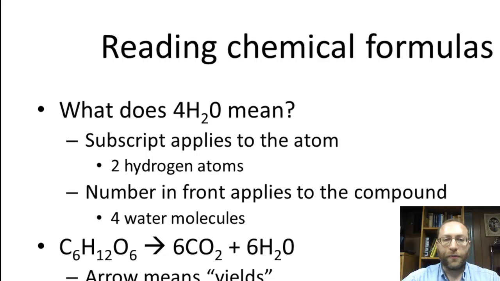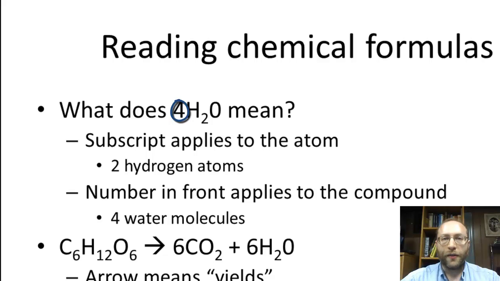And probably the more familiar one you see is H2O, and I put a 4 in front of it. What does that mean? Well, when you see a subscript, that's the 2 that you see next to the hydrogen, that applies to the atom. So H2, with a 2 down below, means that there are 2 hydrogen atoms. So H2O means that the compound contains 2 hydrogens, and since there's no number by the oxygen, the O, that means there's only 1 oxygen. So that's water, and water has 2 hydrogens and 1 oxygen.